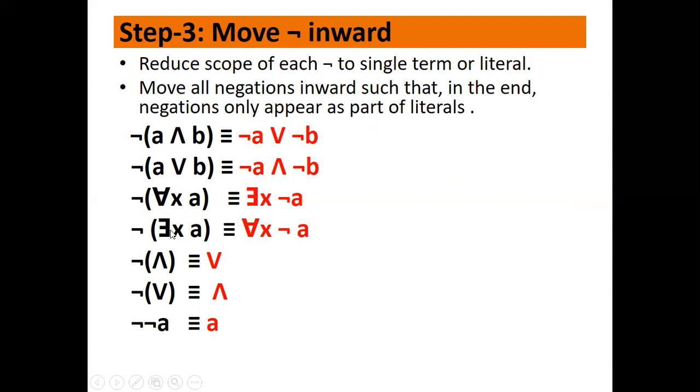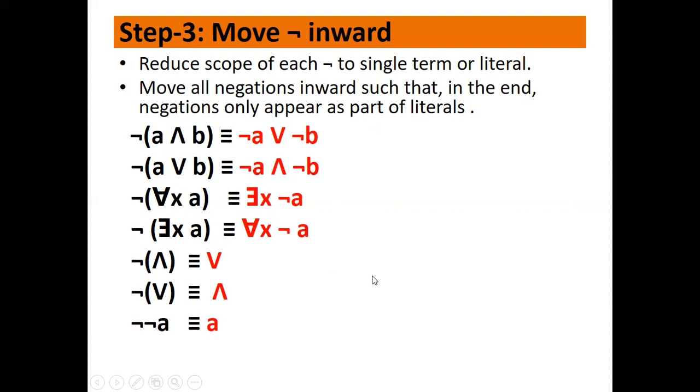Similarly here, existential quantifier will be replaced by universal quantifier. Is it fine? Now, negation of AND is OR, negation of OR is AND, and negation of negation, that is double negation, is elimination of negation. It only becomes A, right? So negation of negation A is identical to A. I hope step 3 is clear.